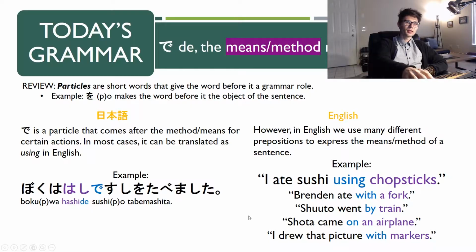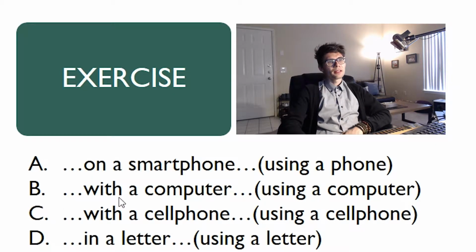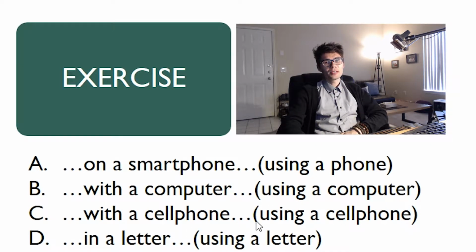So let's look at a couple more examples. Like if I wanted to say on a smartphone, or in other words, using a smartphone, it would be smaho de. If I wanted to say with a computer, or on a computer, or using a computer, it would be computa de. If I wanted to say with a cell phone, it would be keitai de, and of course you can say keitai denwa de as well. You can say in a letter, which would be tegami de.